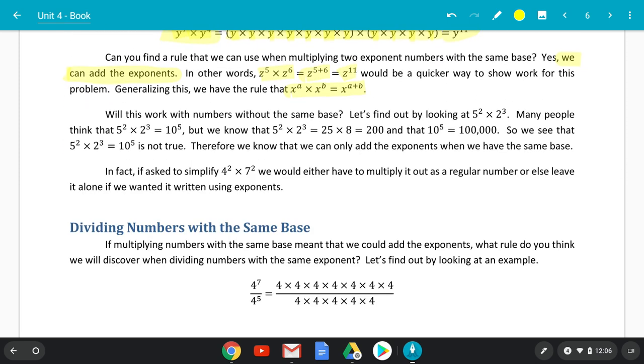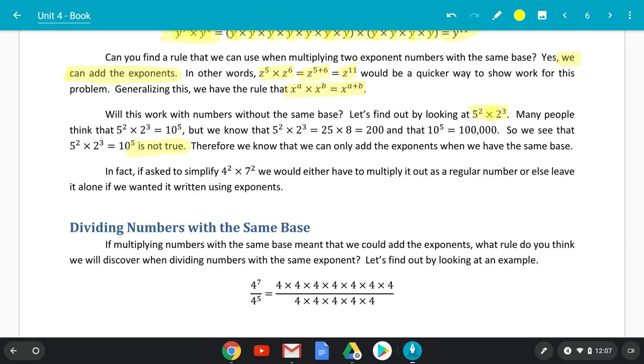Now, this will work with numbers. Will this work with numbers without the same base? Let's find out by looking at 5 squared times 2 cubed. Many people think that 5 squared times 2 cubed equals 10 to the 5th. But we know that 5 squared times 2 cubed is 25 times 8, or 200. And that 10 to the 5th equals 100,000. So we see that 5 squared times 2 cubed equals 10 to the 5th is not true.